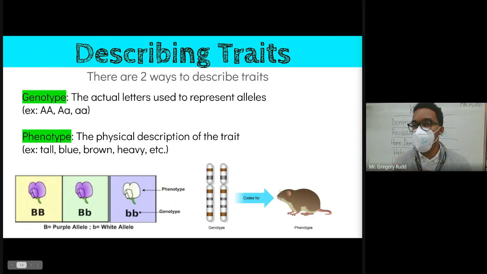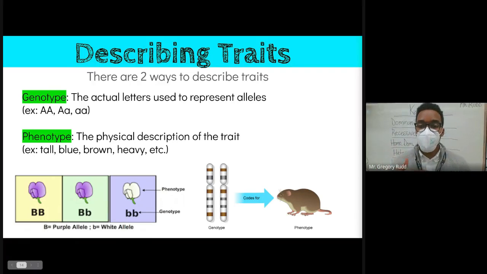We could think about this in terms of different languages. We could say bathroom in English or baño in Spanish. We're describing the same thing, but in two different ways. In either language, you know exactly what I'm talking about. And actually, it's baño in Turkish too, so there's a third way. Okay, anyway, genotype and phenotype are two different ways to describe the same thing. I just want to be clear about that.